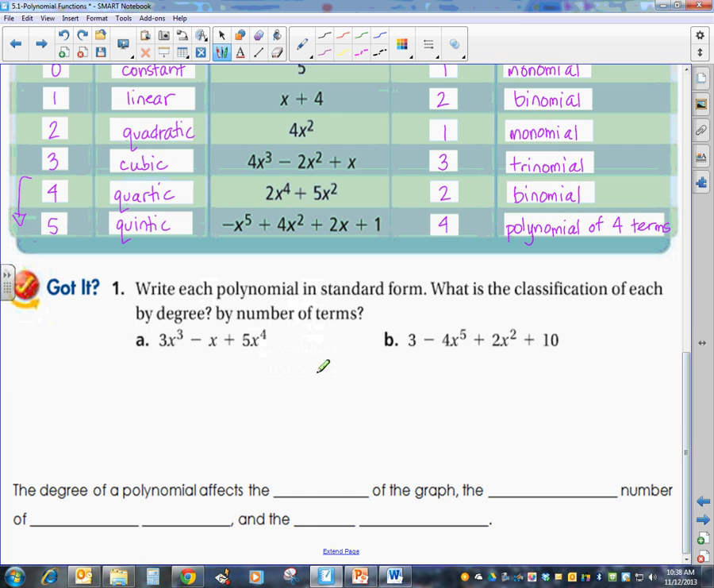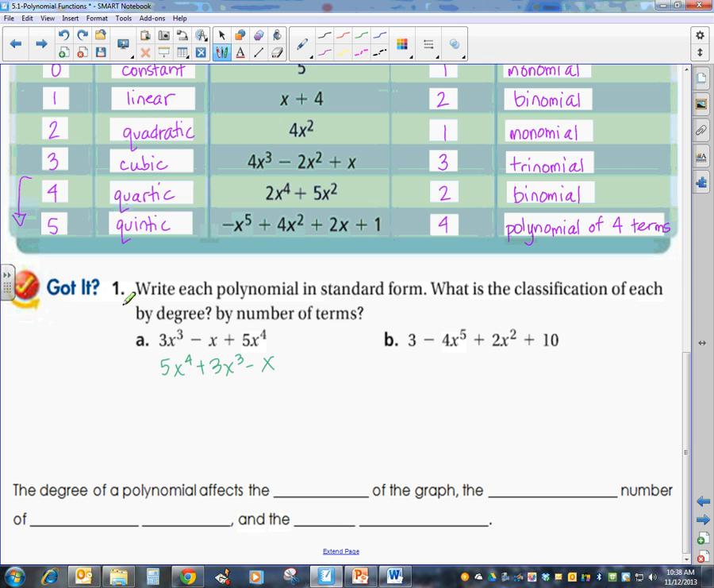So, write each polynomial in standard form. What is the classification of each by degree and by number of terms? Okay, so first of all, put it in standard form. That means I need to start with the highest one: 5x to the fourth plus 3x cubed minus x.